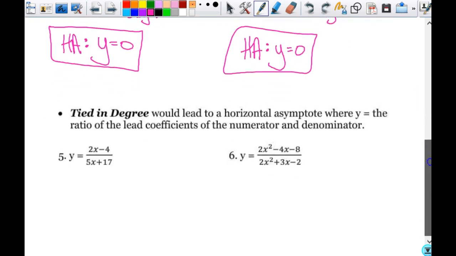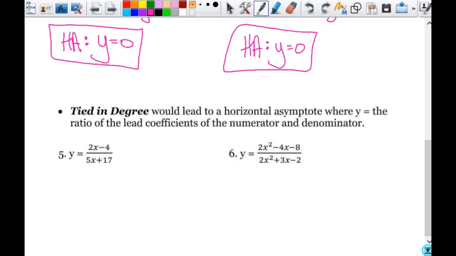All right. Tied in degree would lead to a horizontal asymptote where y equals the ratio. What does a ratio mean in math? Fraction. Ratio of the lead coefficients of the numerator and denominator. Okay, so these are tied, right? Degree of 1 over the degree of 1. I don't care about the rest. I'm not actually dividing, but since they're tied in degree, I just look at the leading coefficients, and so my horizontal asymptote here is what? Y equals 2/5.